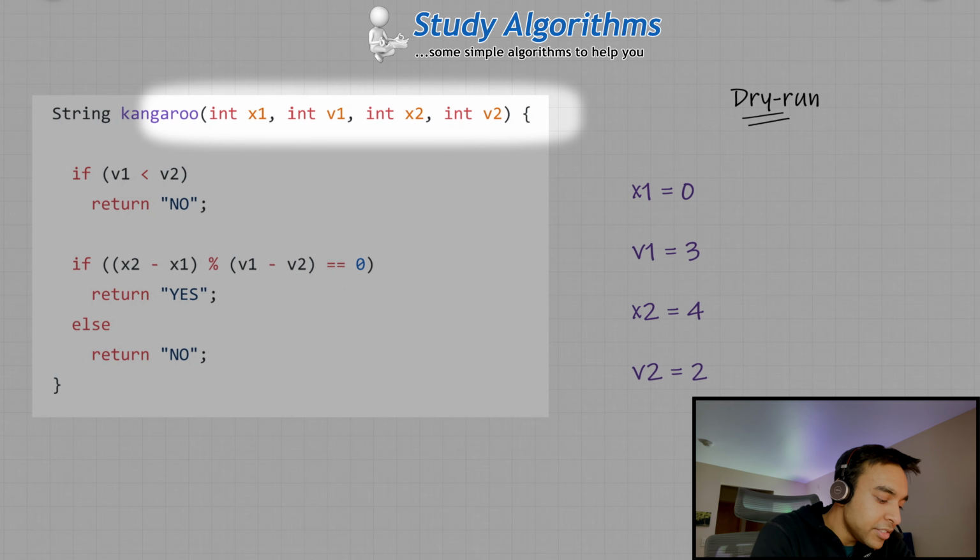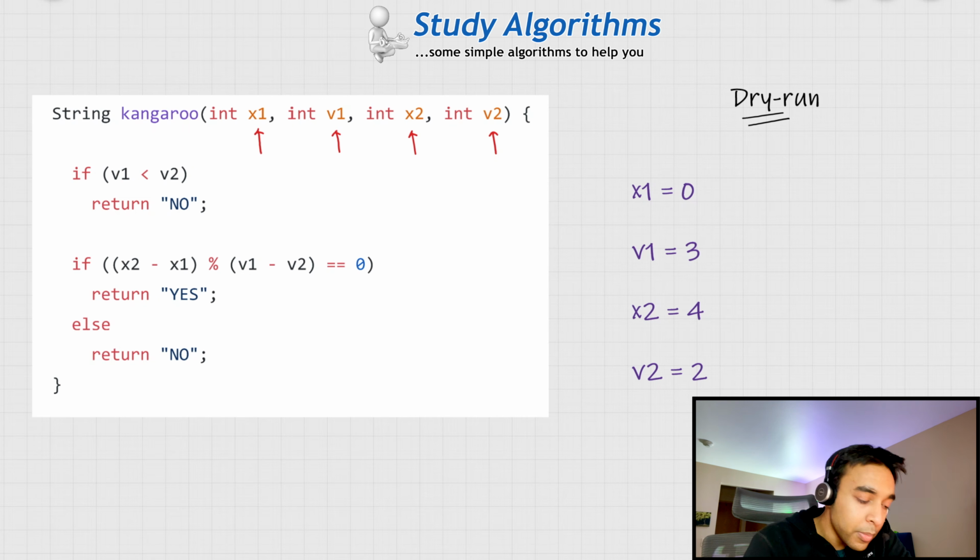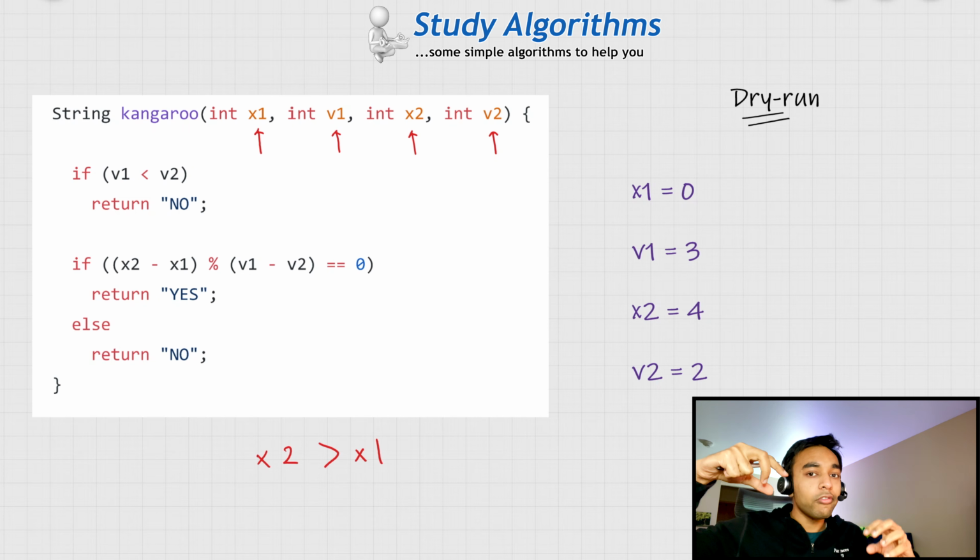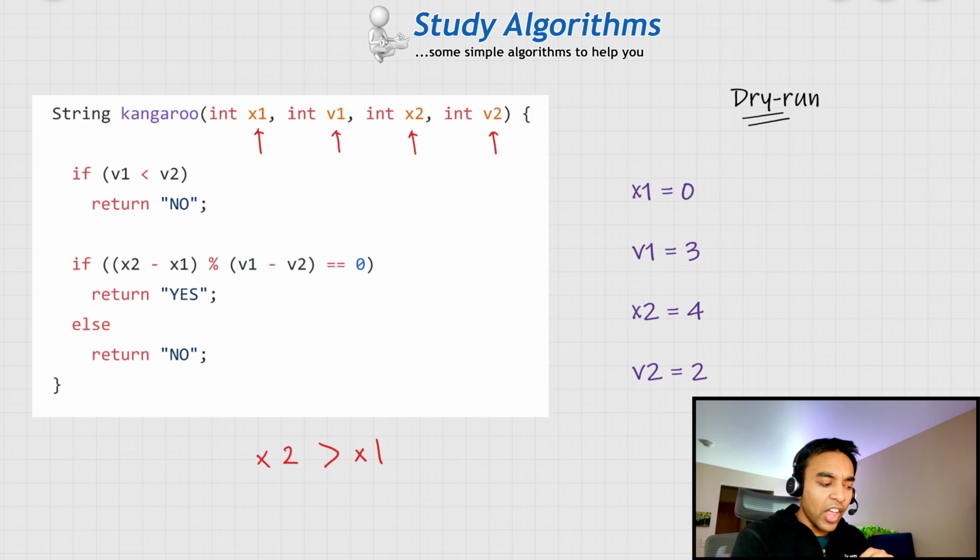So for your parameters, you have x1 as the starting position of kangaroo 1 and v1 as the jump distance of kangaroo 1. x2 is the starting position of kangaroo 2 and v2 is the jump distance of kangaroo 2. In our problem, you are given a specific condition that x2 is always greater than x1. That simply means that kangaroo 2 always starts ahead of kangaroo number 1. Now, if v2 is greater than v1, that means if the jump distance of kangaroo 2 is greater than the jump distance of kangaroo 1, then both these kangaroos can never meet, right? Because kangaroo number 2 will just run away and 1 will be left behind.